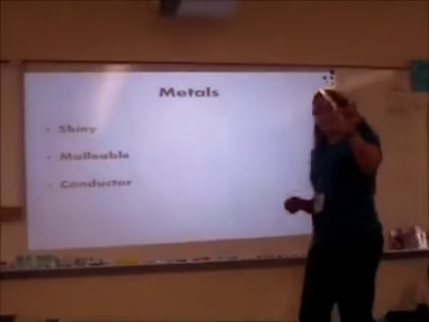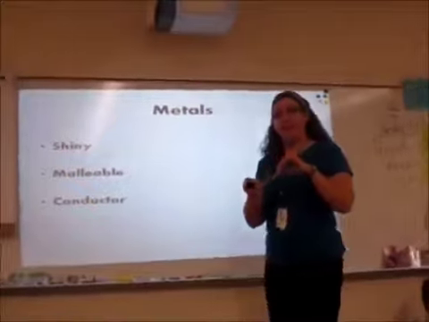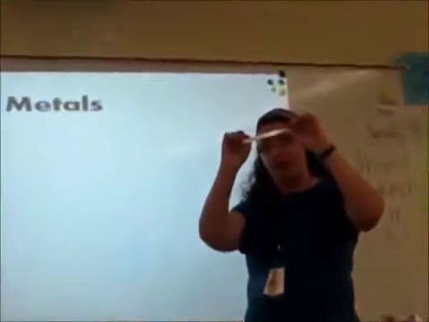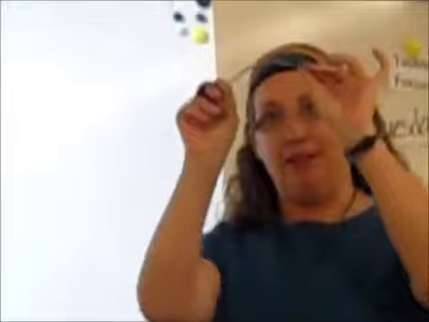Here I have a piece of aluminum, and as you can see, it's really shiny. It reflects the light very well. So when we talk about the luster, we're going to say that it's shiny. What happens if I try to bend it? It's super easy to bend. So metals are going to be malleable.